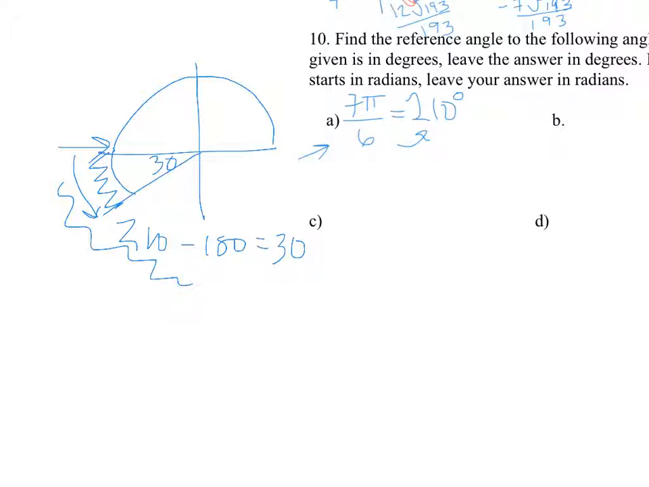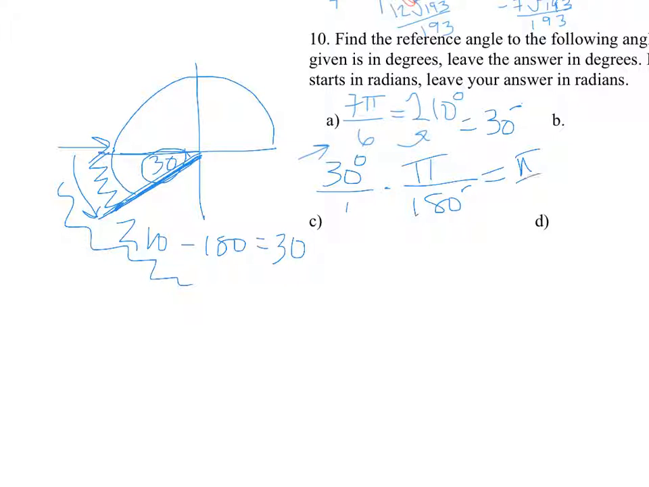Now, a reference angle is the angle between your terminal side and the x-axis. And so in this case, it is 30 degrees. But if we ask you to put it in radians, you need to make sure that you have it in radians. You can always convert back if you forget. And you'll end up with pi over 6. So that's it in radians.